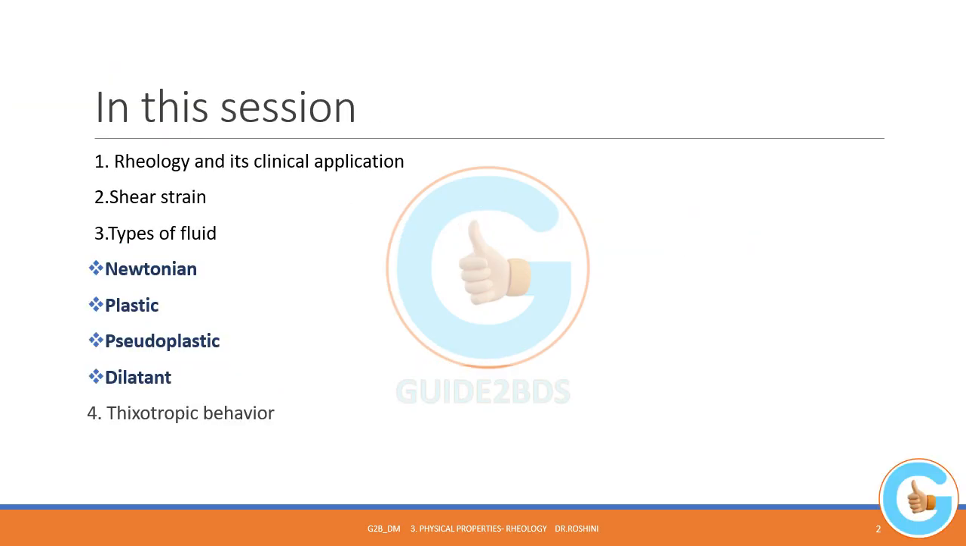So, before moving on to the topic, the contents of this session will be summarized in this slide, and you will be dealing with so many new terminologies. So, let me introduce the terminologies first. One is rheology, the next one is shear strain, and how any fluid responds to that shear strain. Depending on that response, you have the categories of Newtonian, plastic, pseudoplastic, and dilatant.